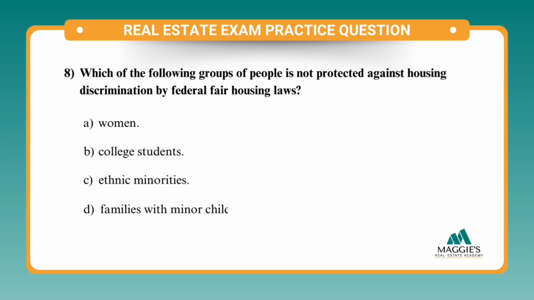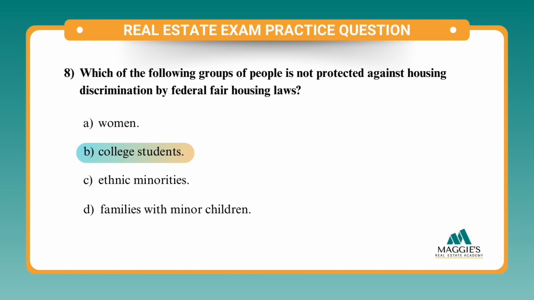Number 8. Which of the following groups of people is not protected against housing discrimination by fair housing laws? Is it A, women, B, college students, C, ethnic minorities, or D, families with minor children? The answer is B, college students.